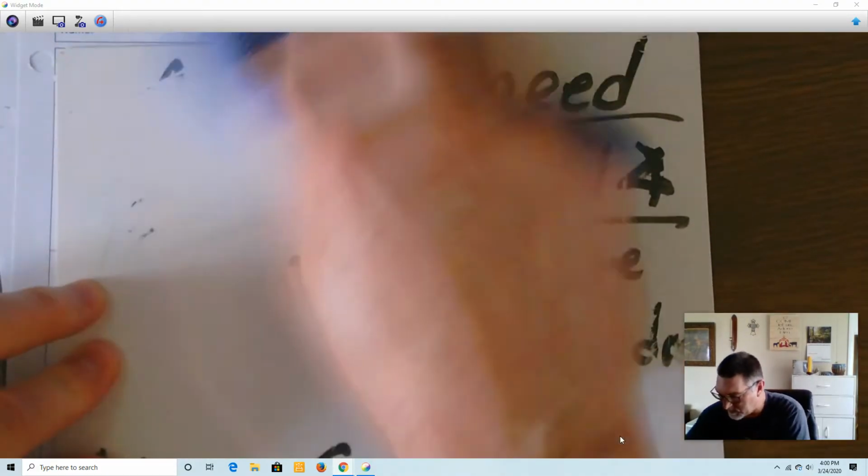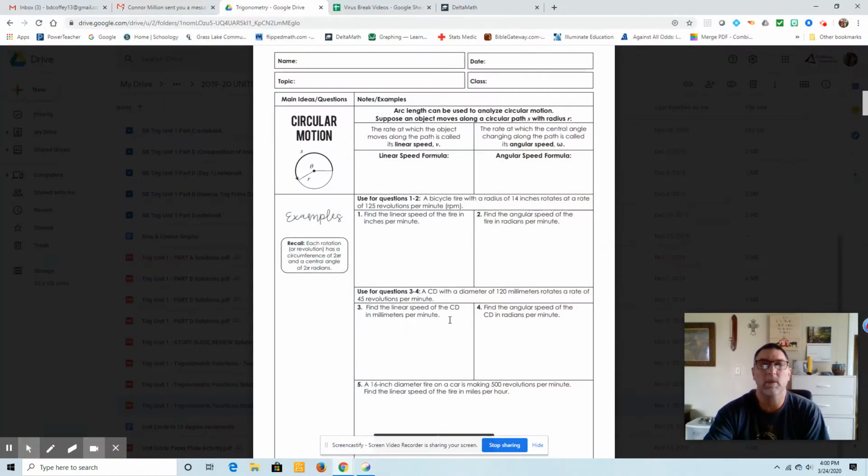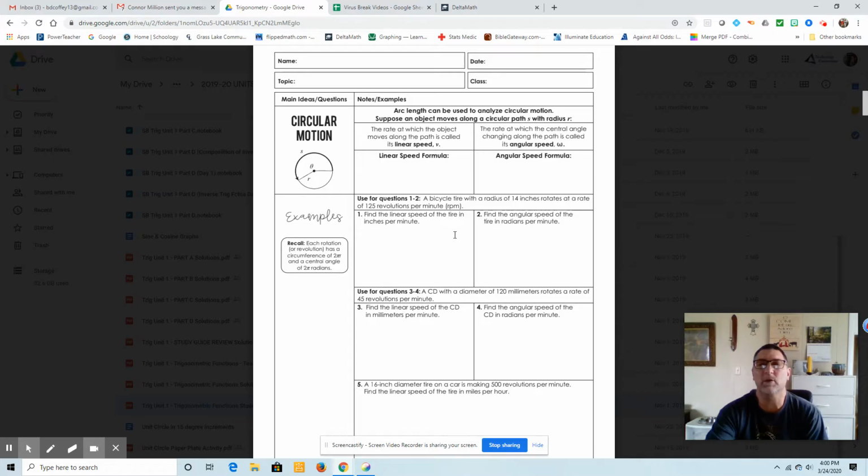All right, so I'm going to clean this board off here and do a couple of examples for you then. So you can see here that for questions 1 and 2, it says a bicycle tire with a radius of 14 inches rotates at a rate of 125 revolutions per minute. Now we're going to go backwards. We're going to do number 2 and then do number 1. So we're going to find the angular velocity and then the linear velocity.